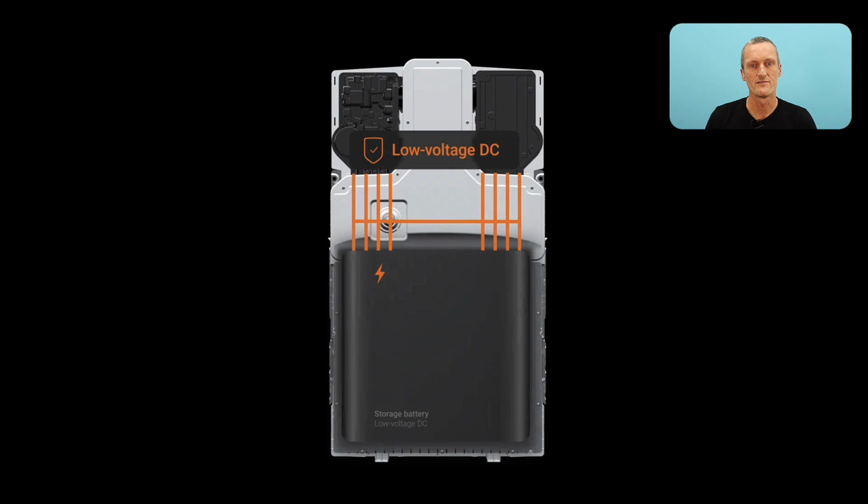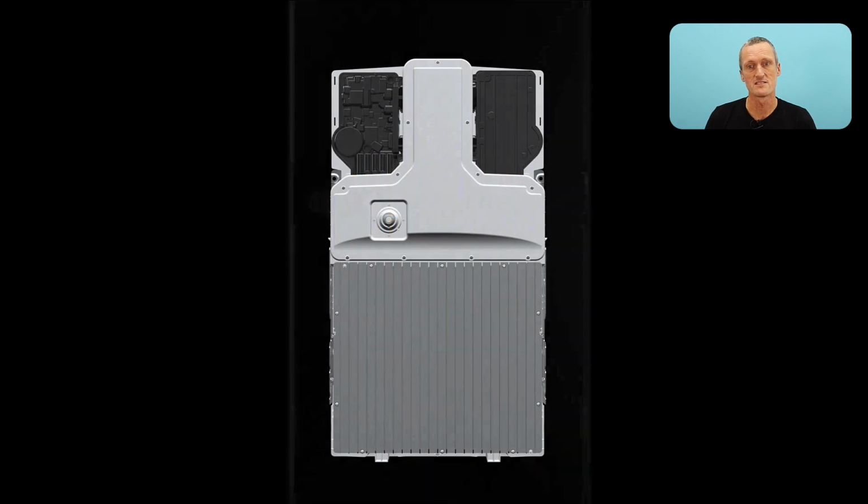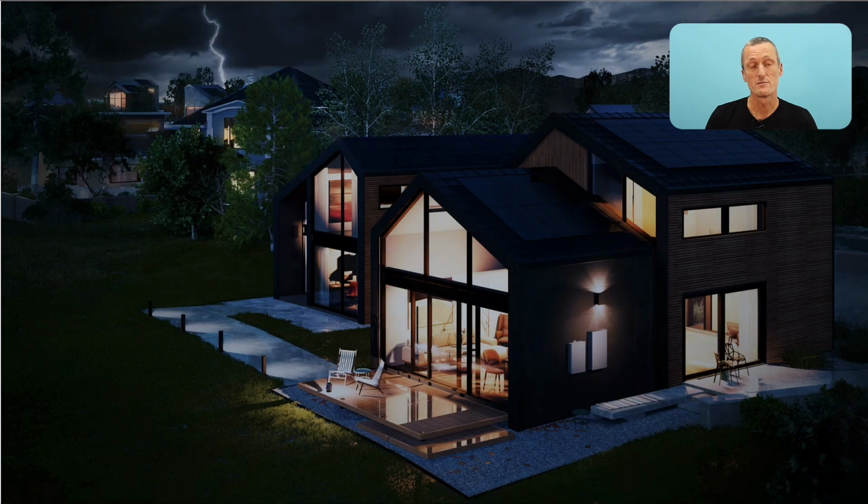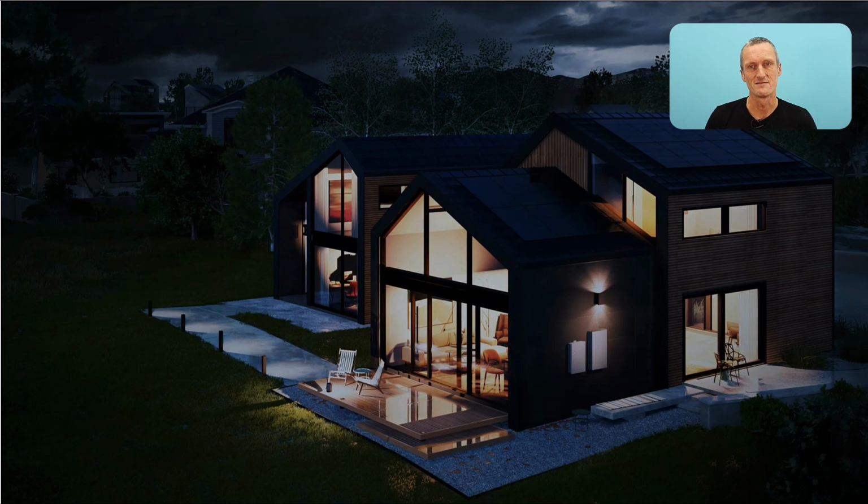The IQ Battery 5P lithium iron phosphate cell pack is paired with AC wiring throughout and offers a safety-first approach with extra low voltage battery cell wiring. IQ batteries can protect you and your home if the grid goes down.